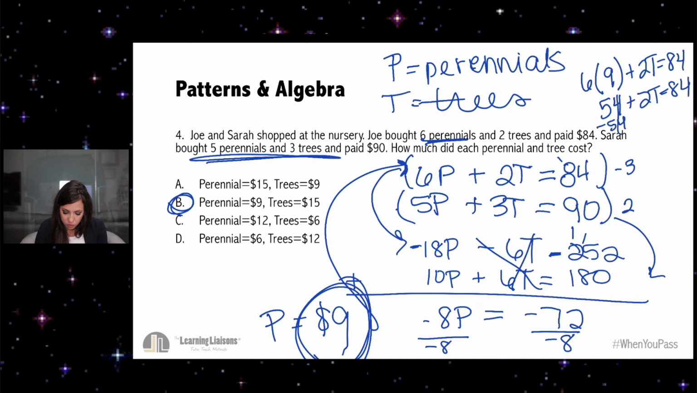Subtract 54 from both sides. 2t equals 30. Divide by 2. T equals 15, and my trees are $15. So we can use a system of equations to solve something like this, or we can just use our answer choices to benefit us. Both ways work.